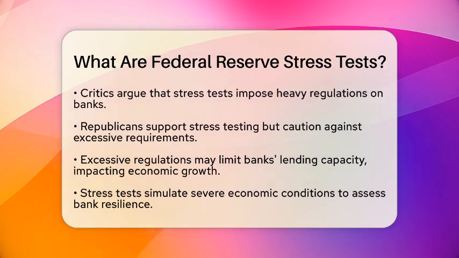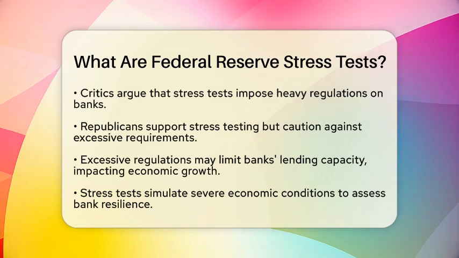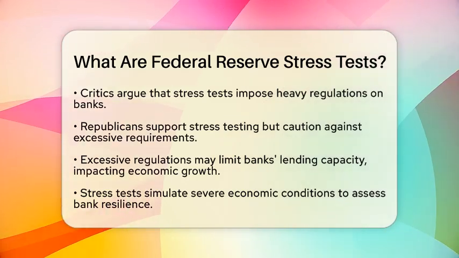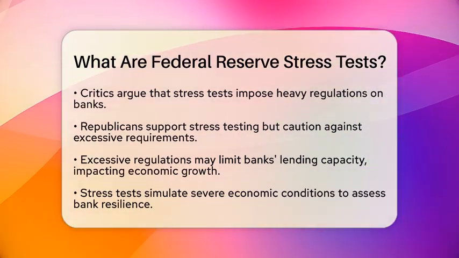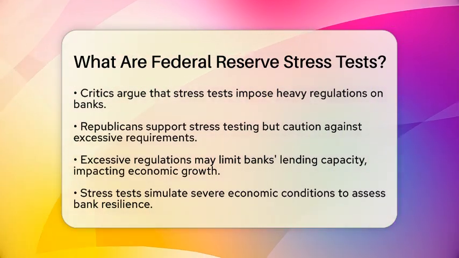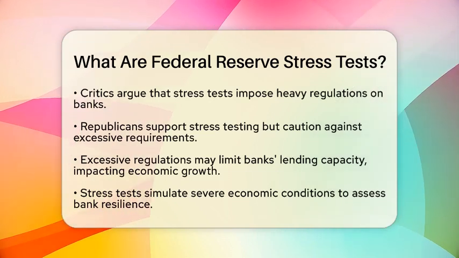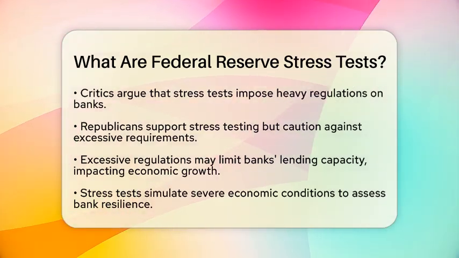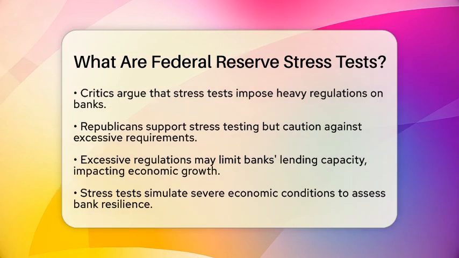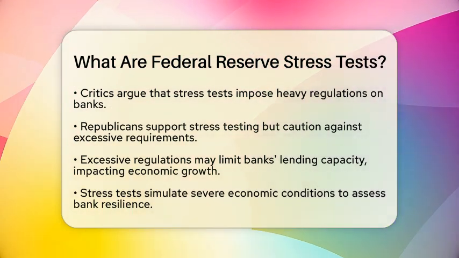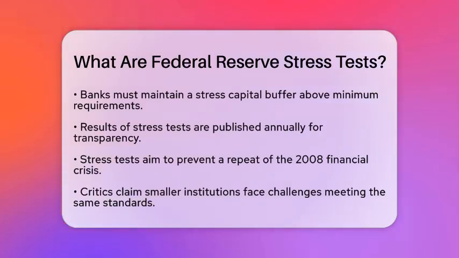Conservatives advocate for market-driven solutions rather than strict regulations, pushing for rules that are tailored to fit the unique needs of different banks. The tests involve several key components. First, they simulate severely adverse conditions, which include sharp declines in gross domestic product and significant stock market drops. This helps assess whether banks have adequate capital to withstand such shocks. Second, banks must maintain a stress capital buffer above minimum requirements, which is calculated based on projected losses. Lastly, the results of these tests are published annually, promoting transparency and accountability in the banking sector.